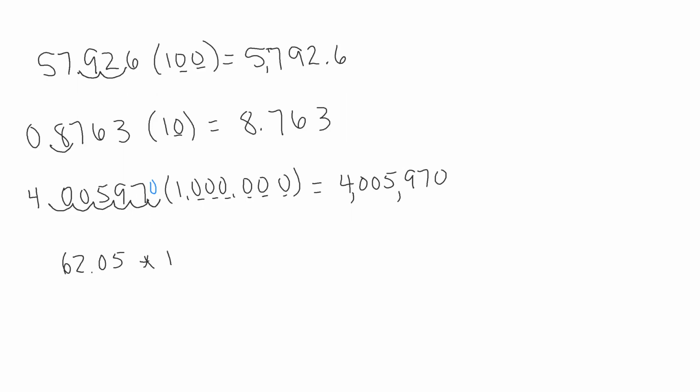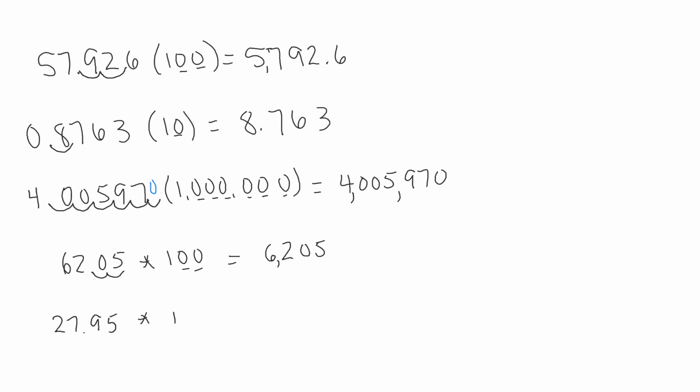Okay. What if we had 62.05 and I said, let's multiply by 100? Okay. Well, 2 zeros in 100, move my decimal 2 times, I would get 6205. So I would get 6,205.